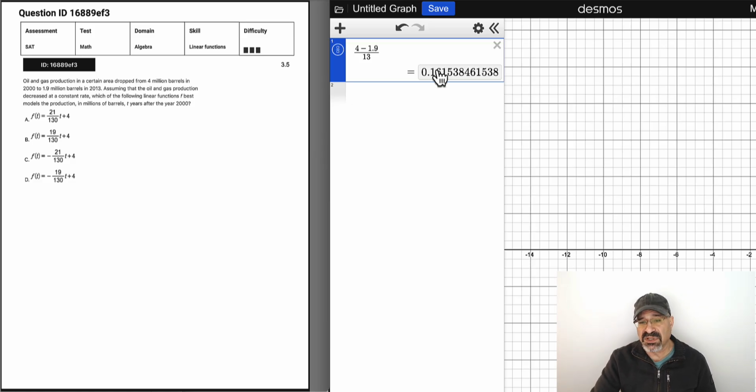But unfortunately, it's in this decimal that we can't really use because all of our answer choices here have fractions as their slopes.